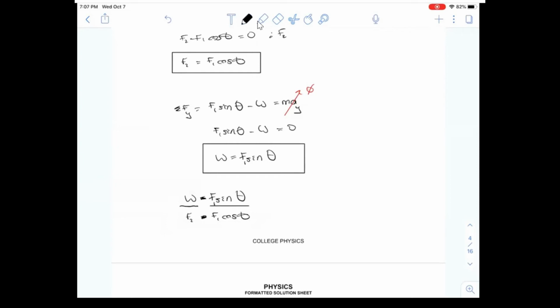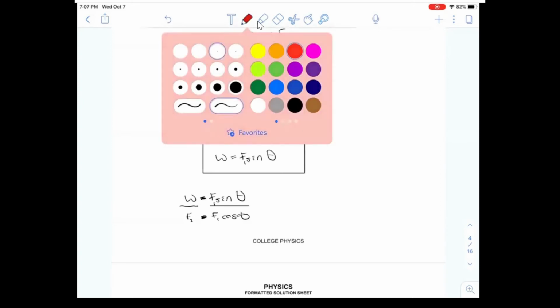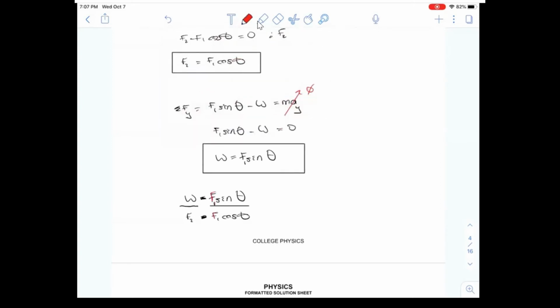So as soon as I do that, what happens? Notice that F1's right here. We got F1 here. We got F1 here. Cancel. And what else? The sine of the angle divided by the cosine of the angle is going to be the same as the tangent of the angle, right? Notice that I'm about to get a really simple expression, I think.